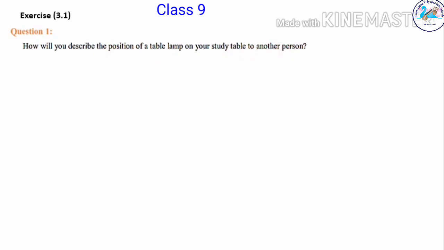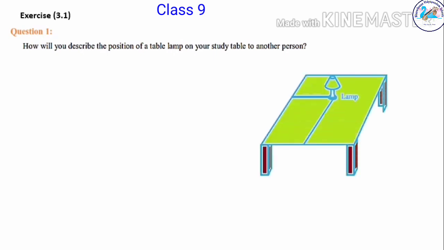We have already learned that to describe an object in a plane we need two parameters. One is the vertical distance, another one is the horizontal distance. So if we know these two distances, we will be able to describe easily the position of an object in a plane. Let's visualize the question. There is a study table and a table lamp is on top of the table. And here I have marked both the distances, that is the vertical distance and the horizontal distance.